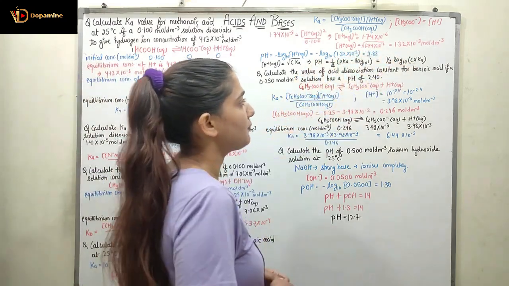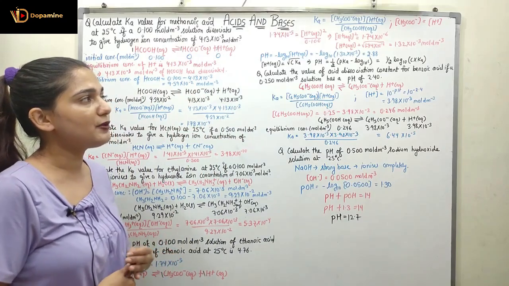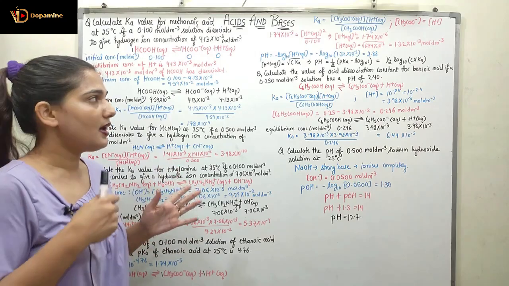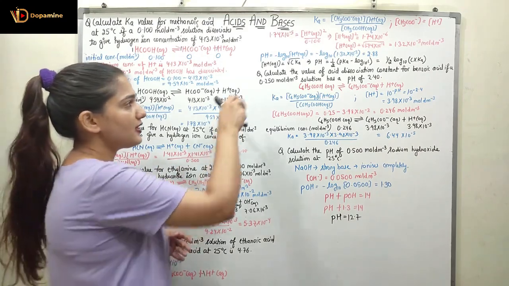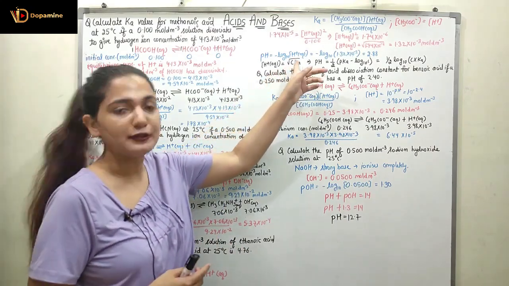I had found out 1.32 into 10 raised to power minus 3. So minus log 10 of 1.32 into 10 raised to power minus 3 will be equal to 2.88. Coming to the simplification of this, we can find out the hydrogen ion concentration directly by the formula under root of C into Ka.